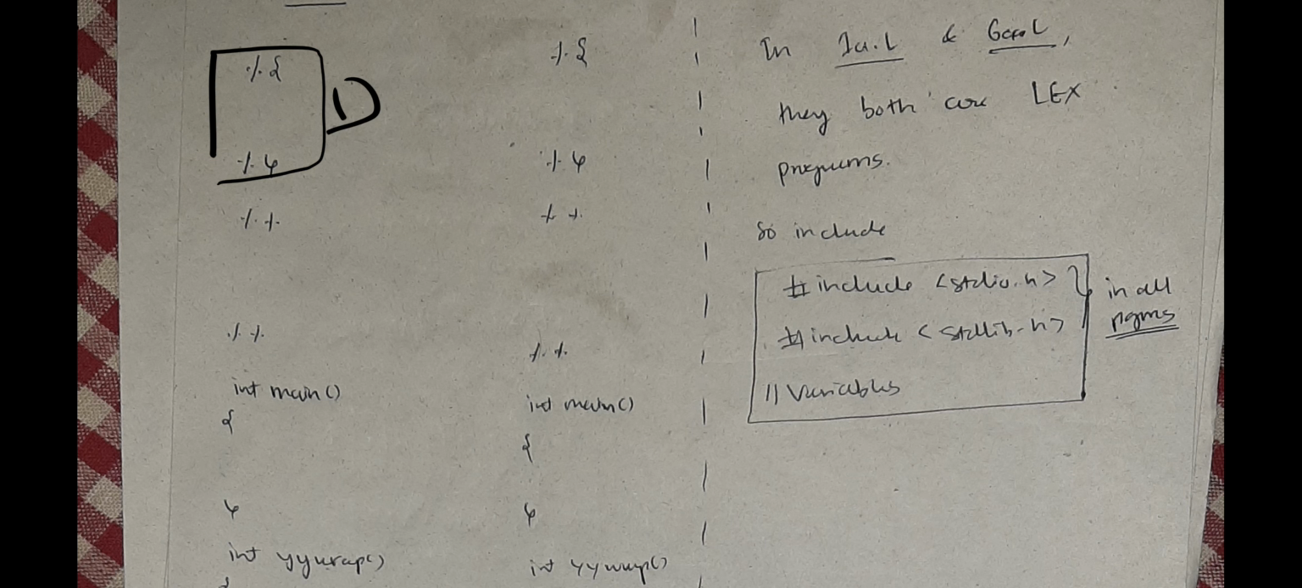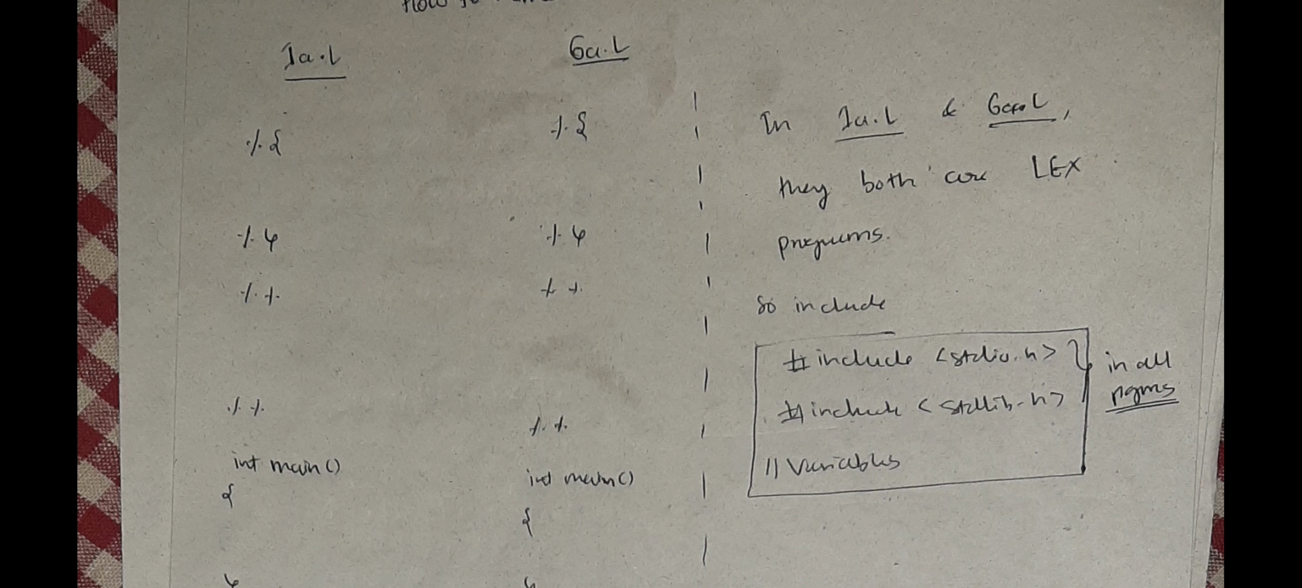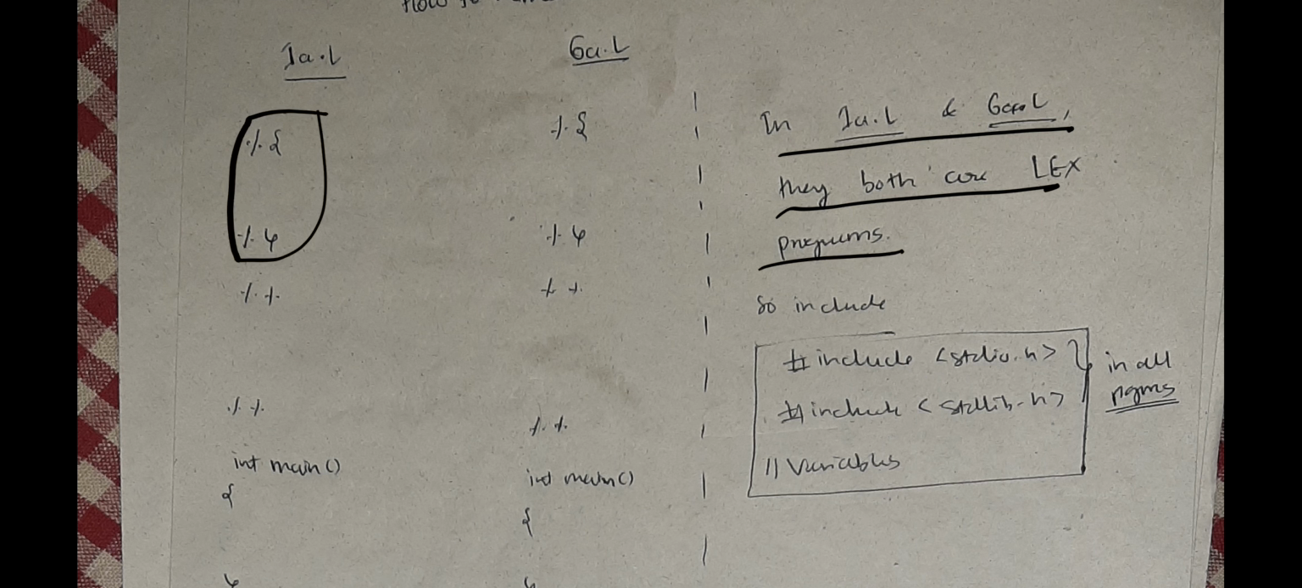This is the declaration section, this is the rules section, and this is the int main part. What we write in each we'll discuss later, but here you have to remember that 1a and 6a are both Lex programs. So in this first part what you have to write is the header files and the global variables.